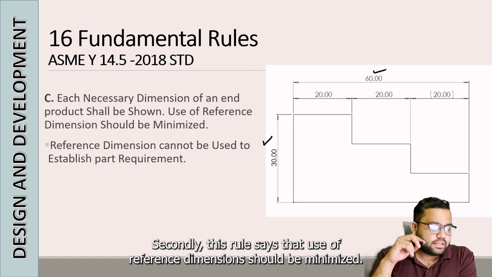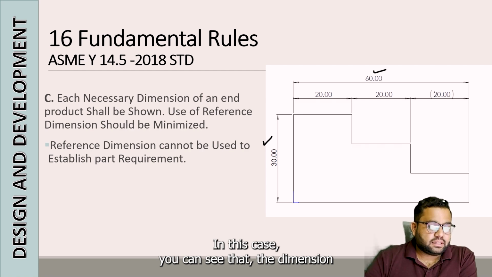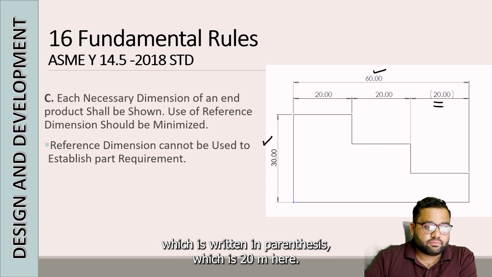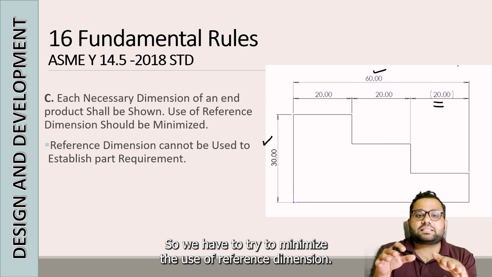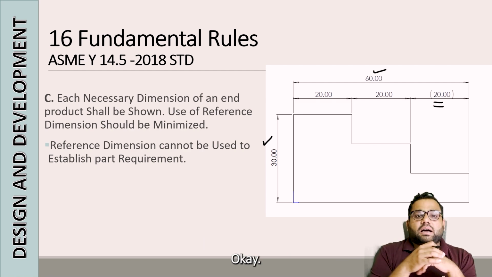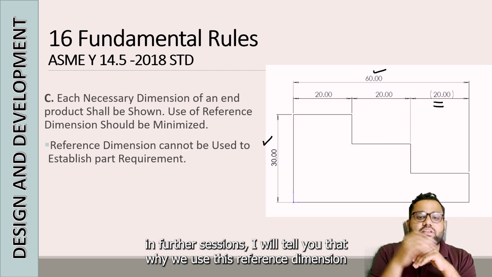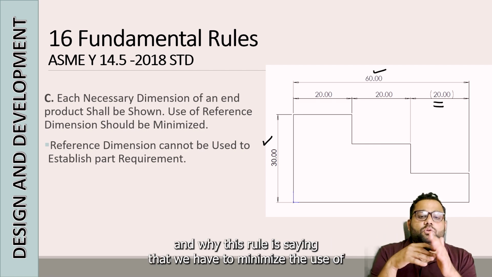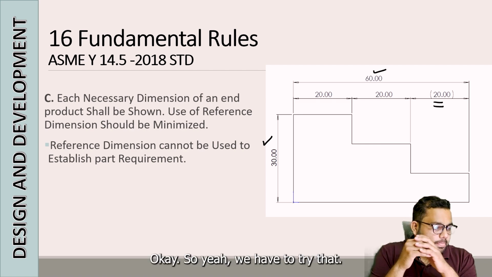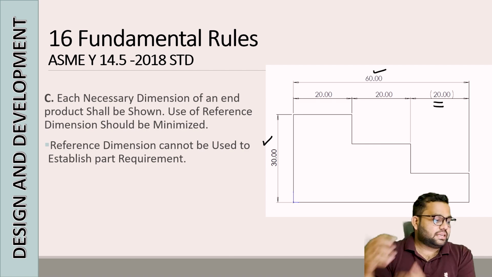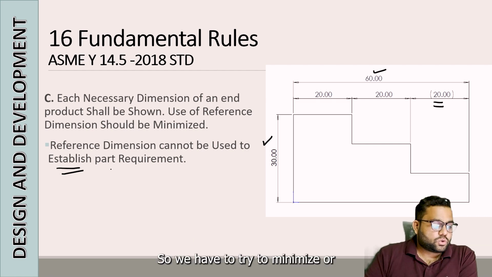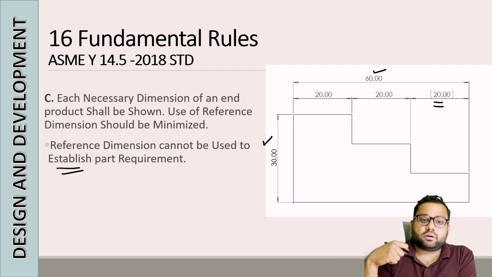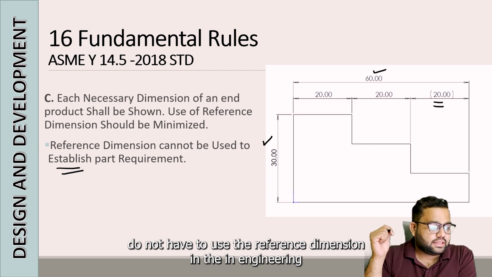Secondly, this rule says that the use of reference dimensions should be minimized. In this case, you can see the dimension written in parenthesis, which is 20 mm here. We have to try to minimize the use of reference dimensions. In further sessions, I will tell you why we use these reference dimensions and why this rule says we have to minimize their use. Reference dimensions cannot be used to establish part requirements, so we have to minimize or avoid using them in the engineering drawing.